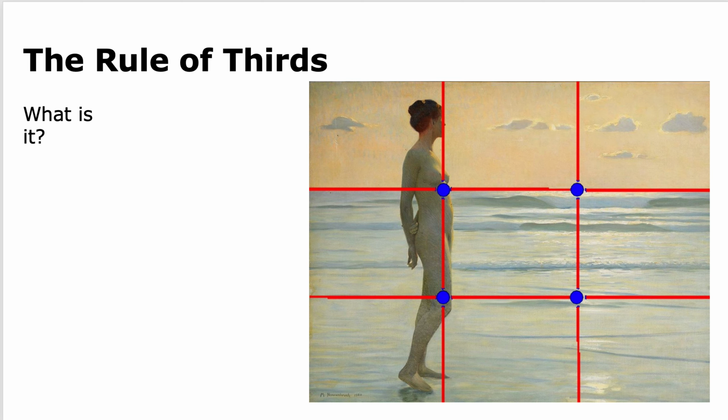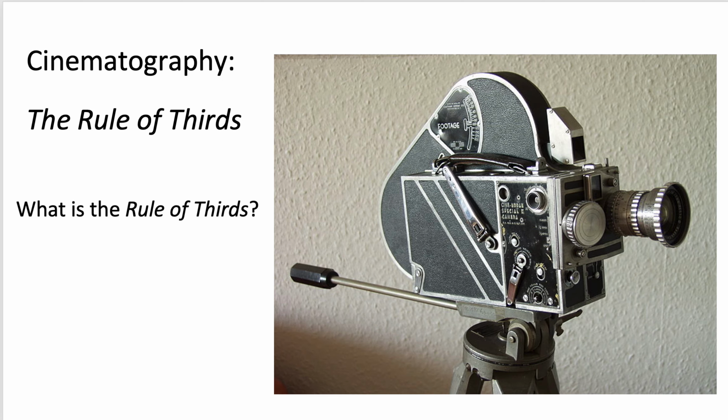So that's the golden mean. That's the rule of thirds. As I say, it's one of the rules of cinematography. We don't have to follow these rules. We can break the rules.